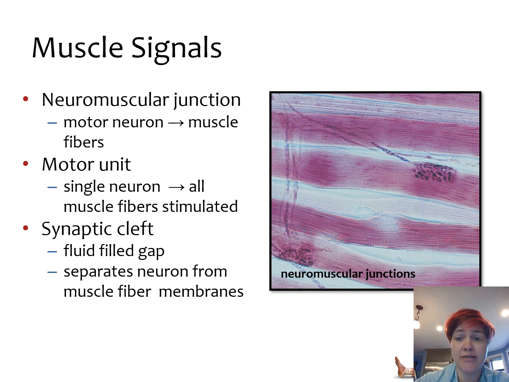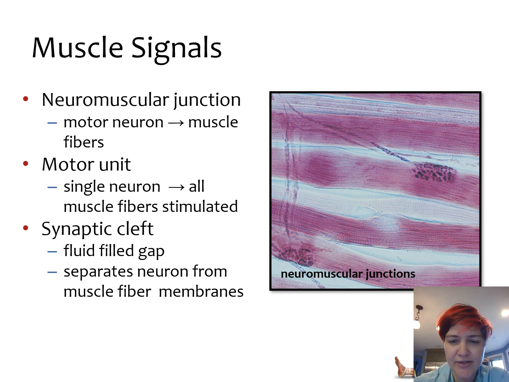Okay, so we have these neuromuscular junctions. This is basically where a motor neuron, so motor, movement, neuron, meets a muscle fiber. You can have one motor neuron that stimulates multiple muscle fibers. This is known as a motor unit. Rarely will you get a motor unit that is serving the bicep and the gracilis down in your leg. No. A motor unit is usually specific to a muscle.